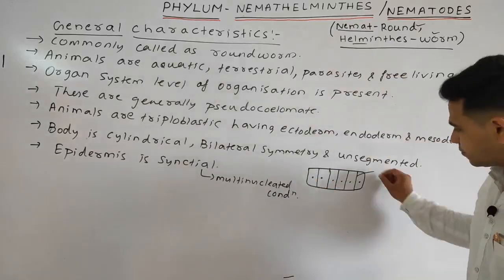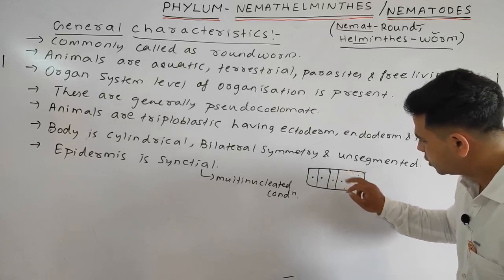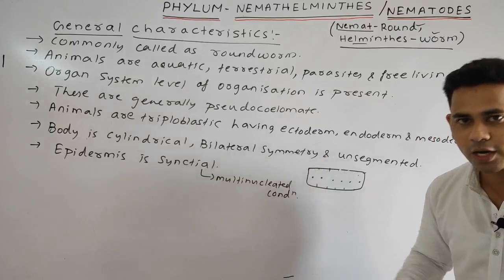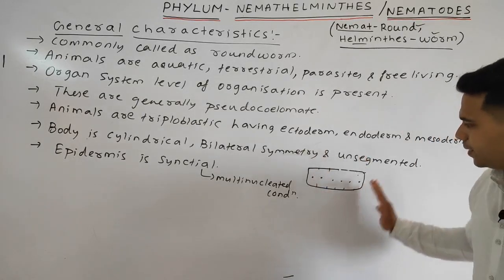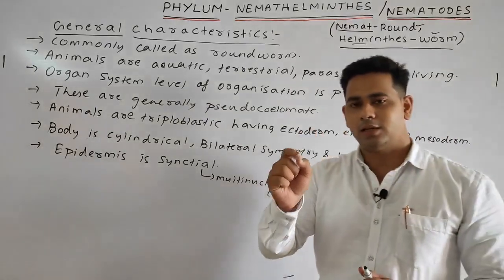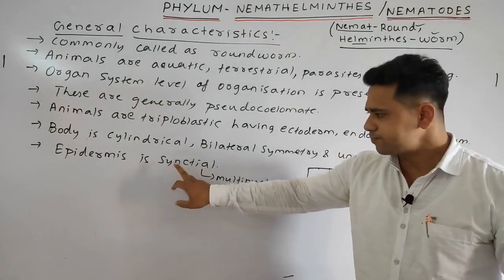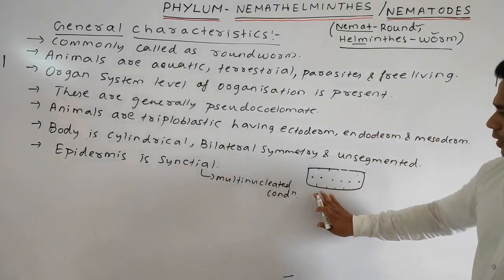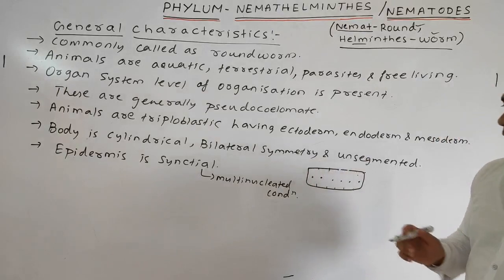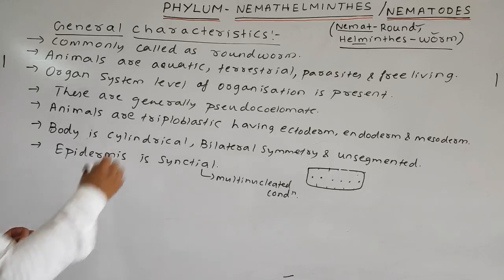But in the case of the Nemathelminthes, this demarcation is not clearly visible. If the demarcation, meaning the separation, is not clearly visible, you can say the epidermis is somehow multinucleated, meaning more than one nucleus is present. Exactly, that peculiarity is nothing but syncytial. So we can write that the epidermis is syncytial in nature, the multinucleated condition. This is an important one-mark objective that can also come, in which the epidermis is syncytial in nature, so your answer will be Nemathelminthes.